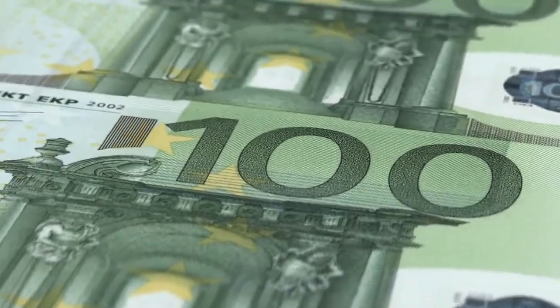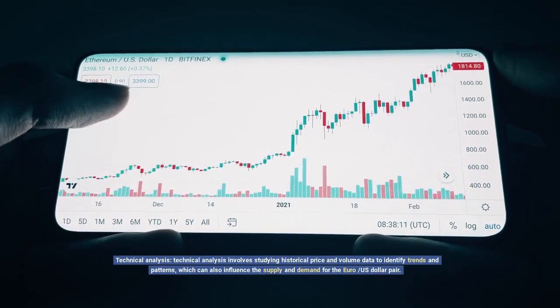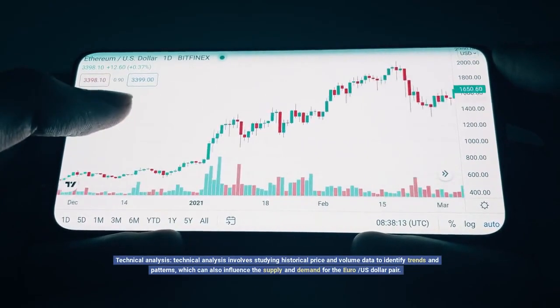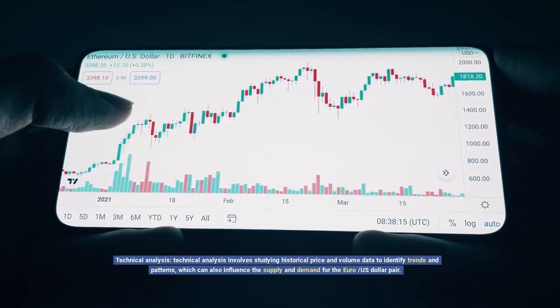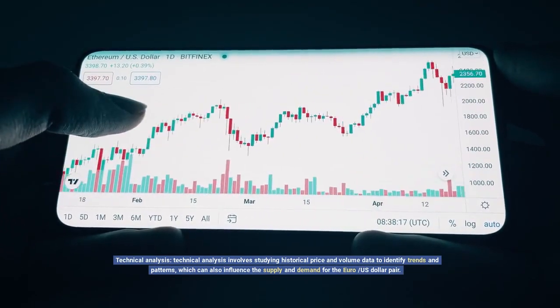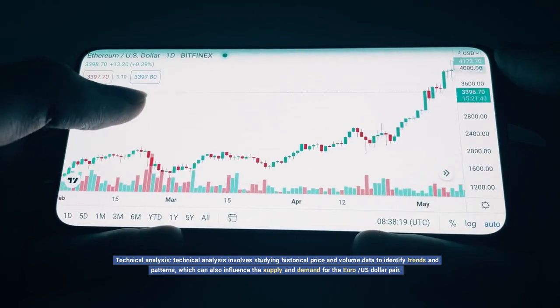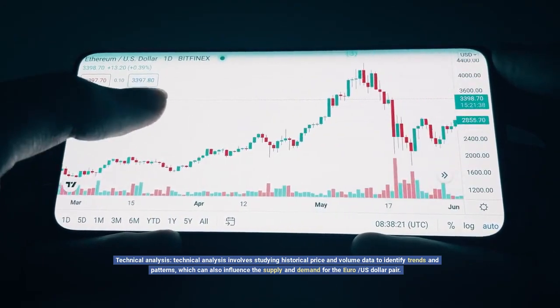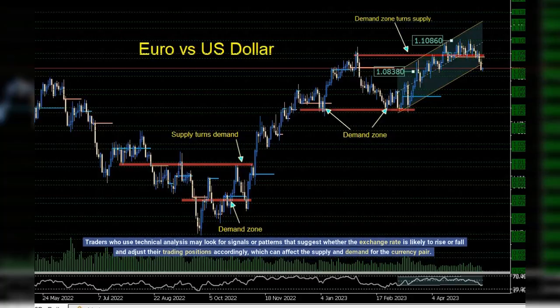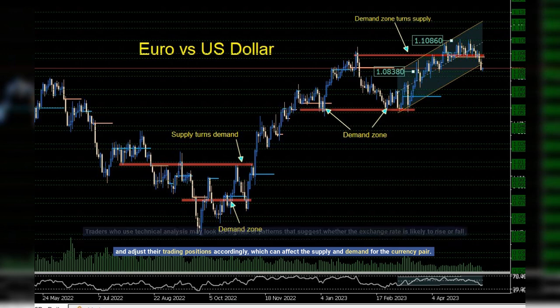Technical analysis. Technical analysis involves studying historical price and volume data to identify trends and patterns, which can also influence the supply and demand for the euro-US dollar pair. Traders who use technical analysis may look for signals or patterns that suggest whether the exchange rate is likely to rise or fall and adjust their trading positions accordingly, which can affect the supply and demand for the currency pair.